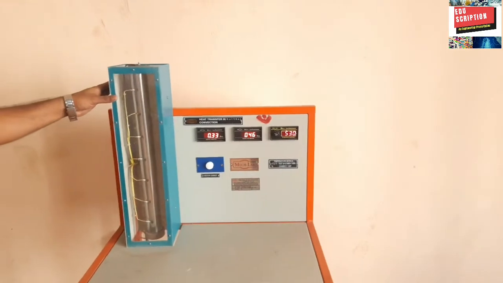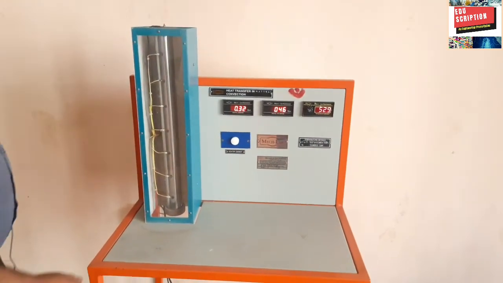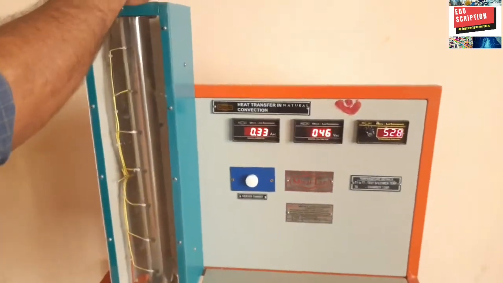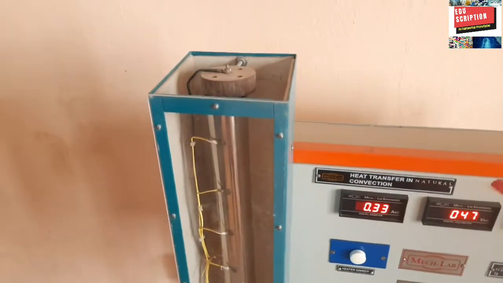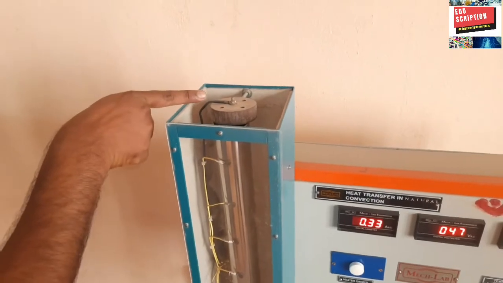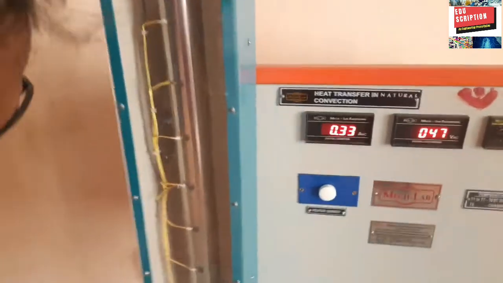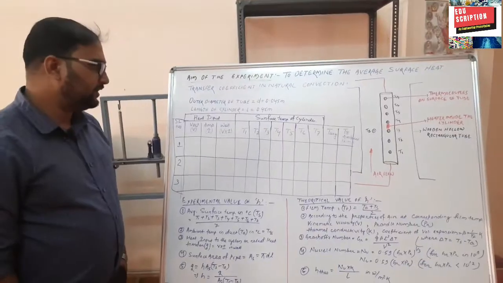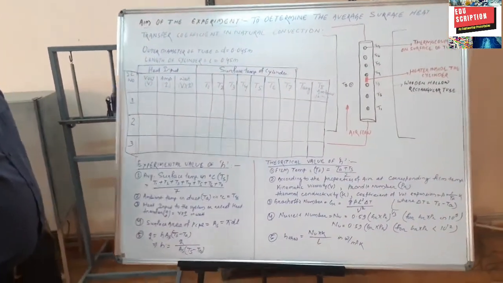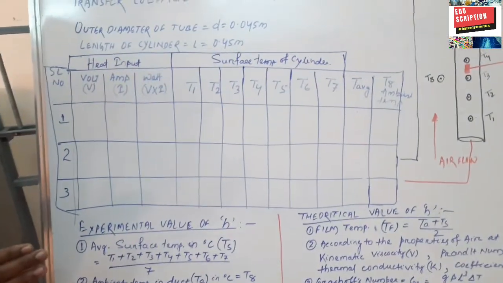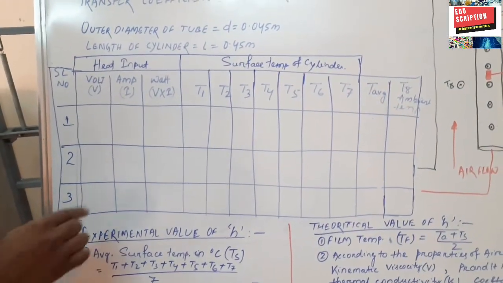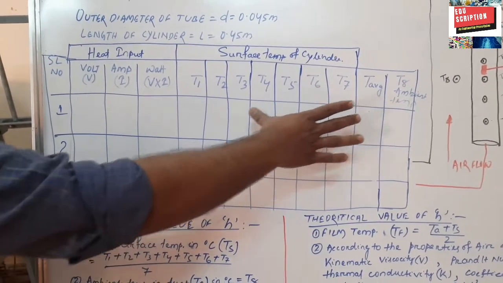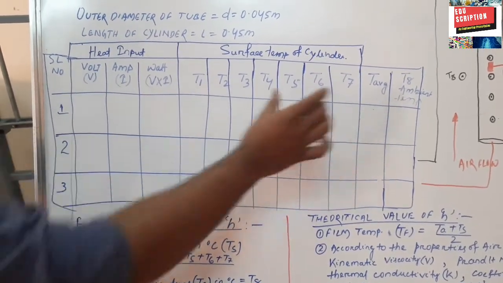So this is the natural convection mode of heat transfer, and the heat flows from the inside portion because the heater is inside the brass tube. Power is supplied to the heater from this end as well as from this end, where this one is positive and this one is negative. In the observation part, for different heat input values, the different surface temperatures are recorded here, as well as the ambient temperature.